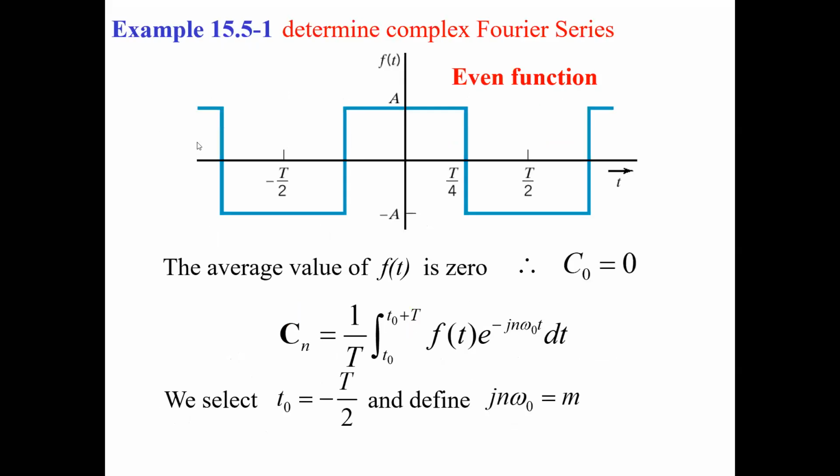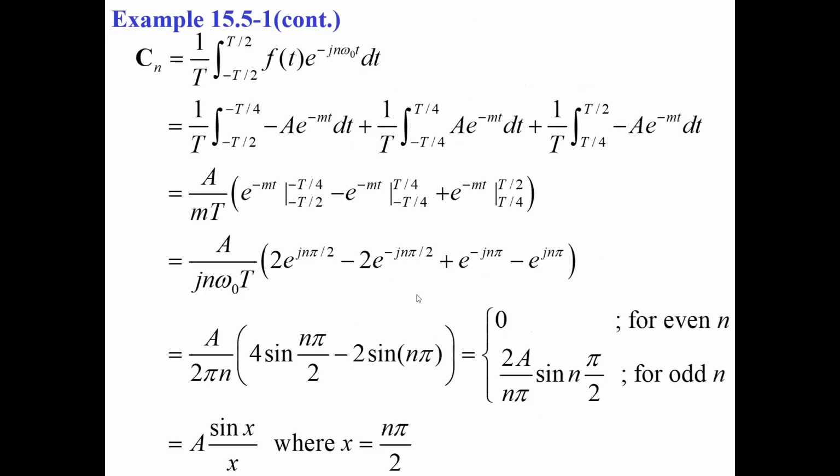So the complex Fourier series we can find out. The average of f(t) is 0, so c naught is equal to 0. Cn, this is the equation of Cn, from t naught equal to minus T by 2, define j and omega naught equal to n, and put this value. Then finally they have got this one. So for even n it would be 0, and for odd n it would be this.